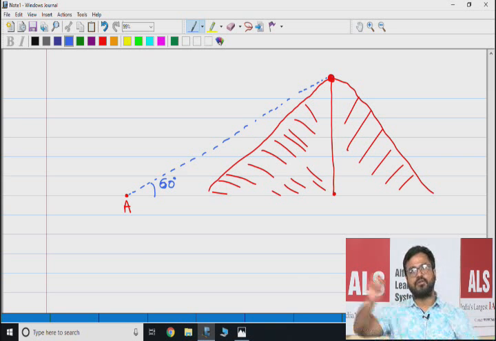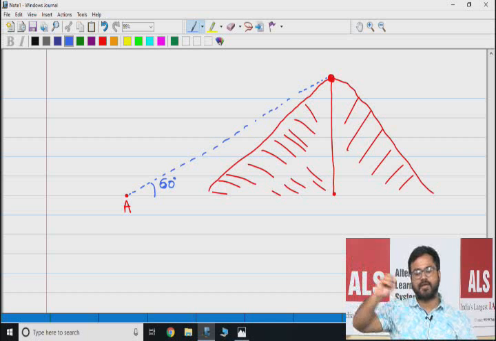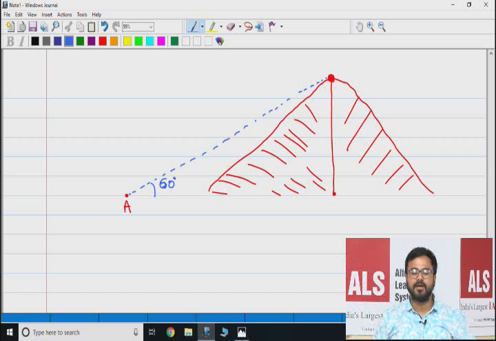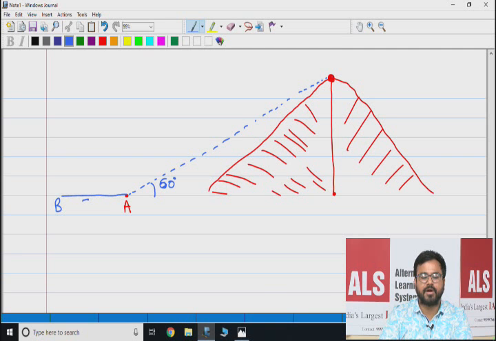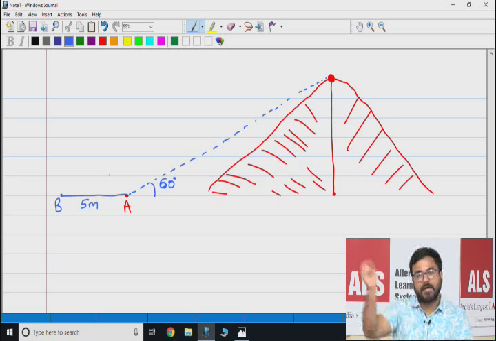From point A, you have measured the angle of the line of sight to the top of the mountain. The angle is 60 degrees. Now, just move some distance behind A. Let's say that distance from A is known. Let's say I have moved 5 meters and reached point B. I know the distance from A to B because I have walked it. Now, again from B, I will measure the angle of elevation.